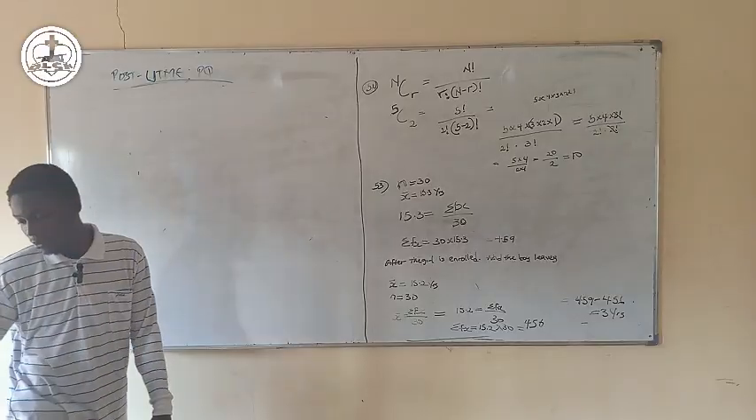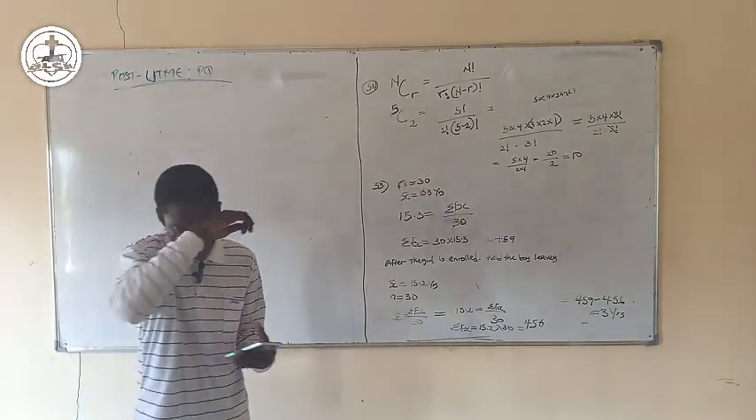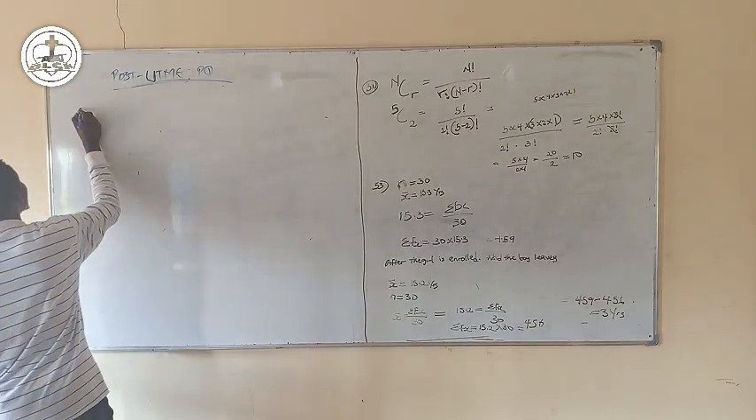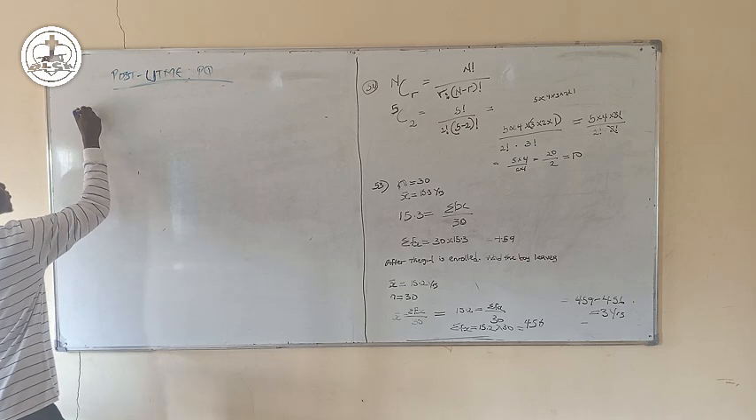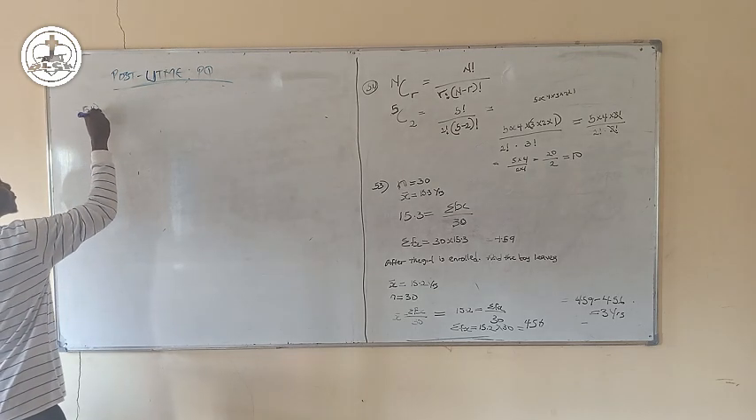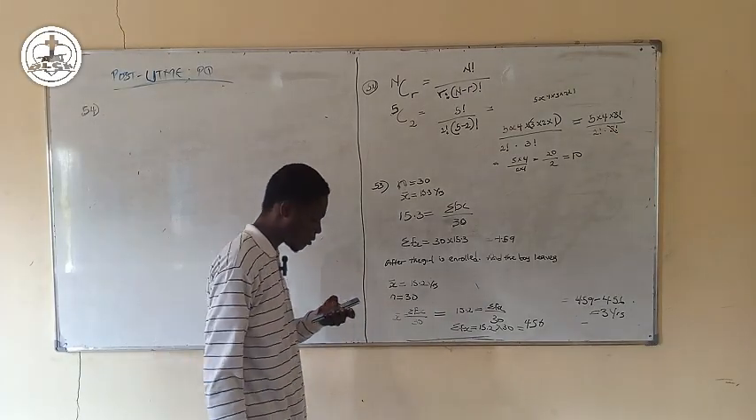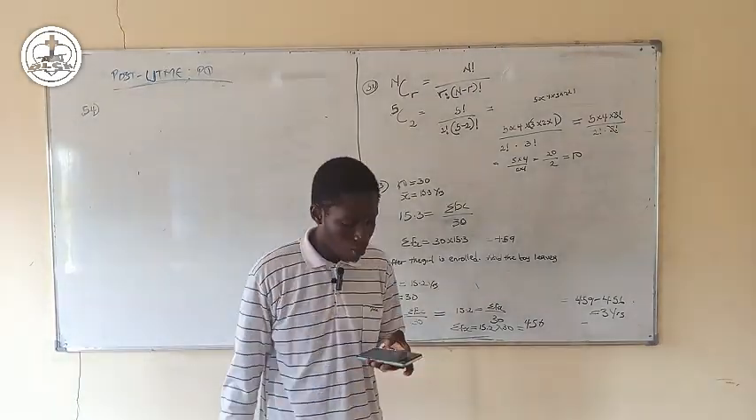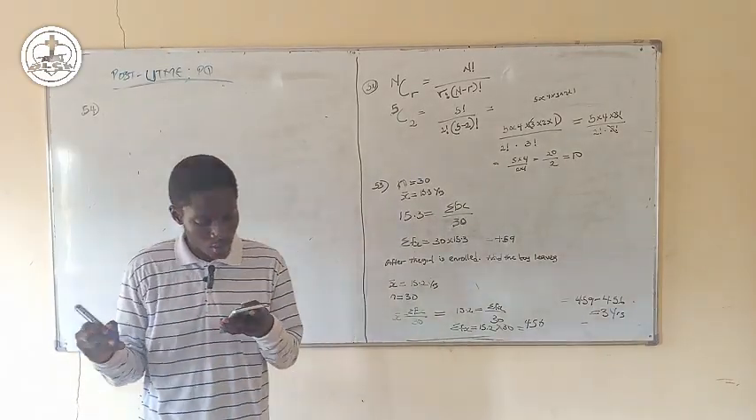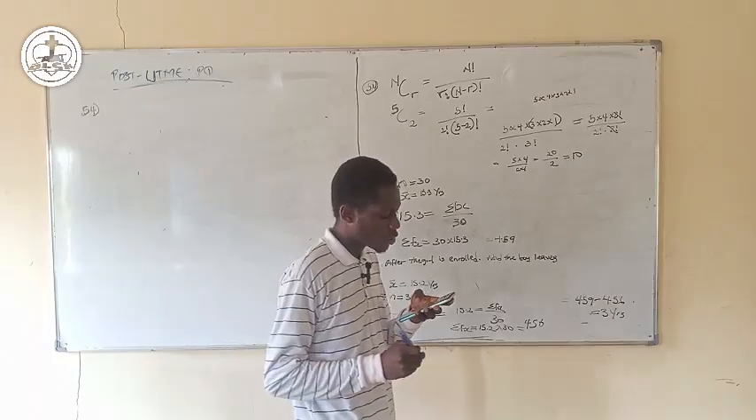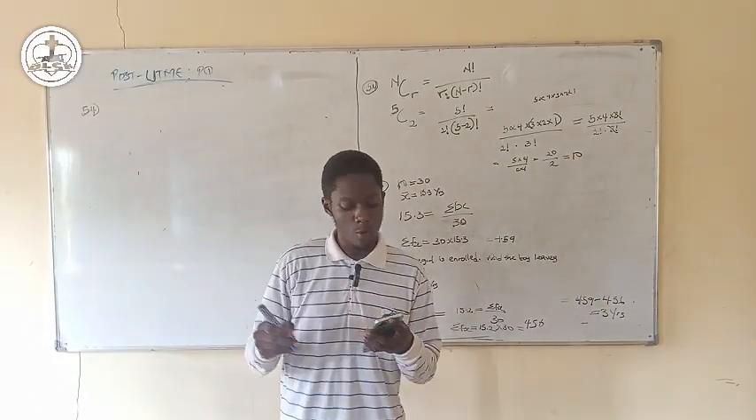Number 54. Okay, question number 54 says that the letters of the word matriculation are cut one by one and put into a box. One letter is drawn at random from the box. Find the probability of drawing a vowel.